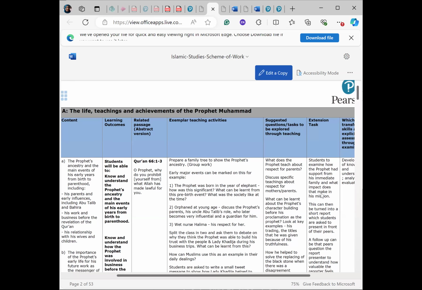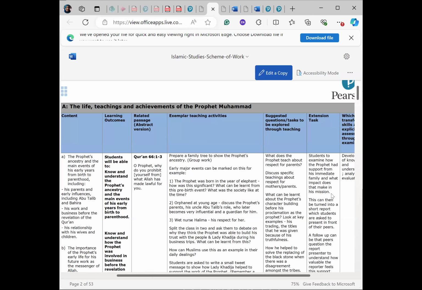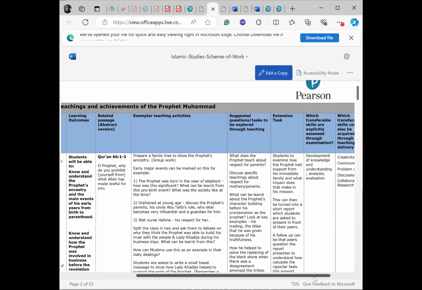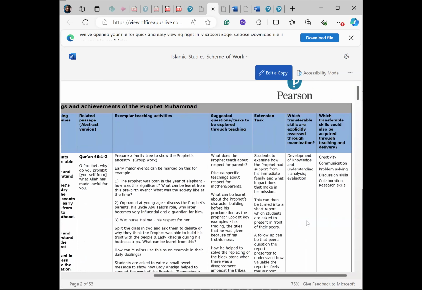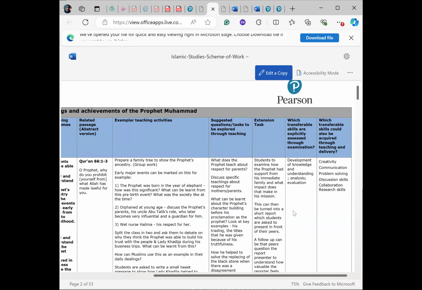And you have some extension tasks here. Turn it into a short report where students are asked to present in front of their peers. So get them into the habit of writing and talking to each other, explaining. So once you get them to talking and then to writing, then build them into the exam question. Again, here you can see what are the skills that they're building through all this. So the skills of analysis, understanding. Obviously, they need the knowledge and understanding of something before they can actually analyze. So all these are really important.